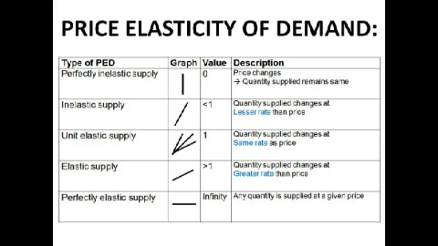There are lots of different types of price elasticity of supply. If it's perfectly inelastic, it means it's got a graph which is a vertical line.